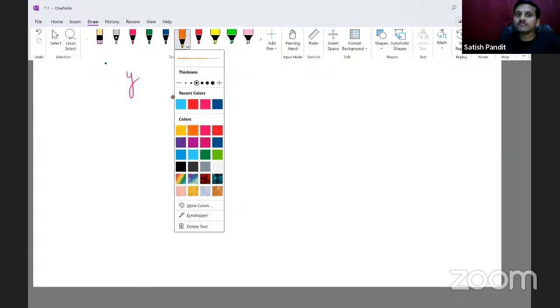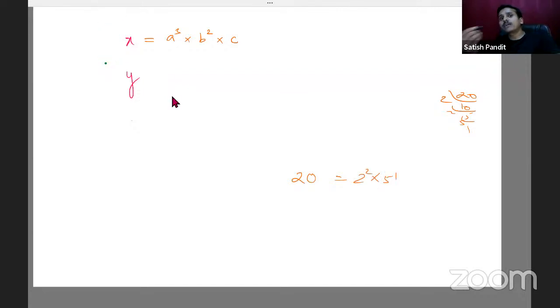Suppose x is equal to a to the power 3 into b to the power 2 into c. Okay. A, B, C are some prime numbers. So suppose I have 20. I can write 20 as 2 twos are, 5 ones are, right? So I'm writing 2 to the power 2, 5 to the power 1, right? Same way, I'm writing x as a to the power 3, b to the power 2, c to the power 1. C means c to the power 1.